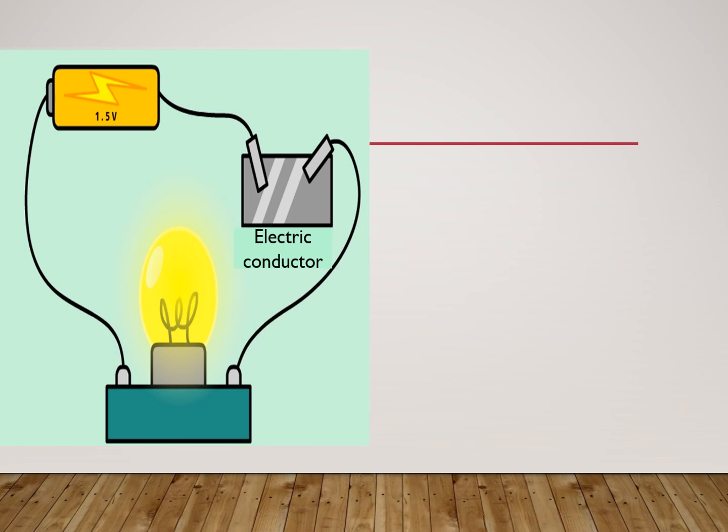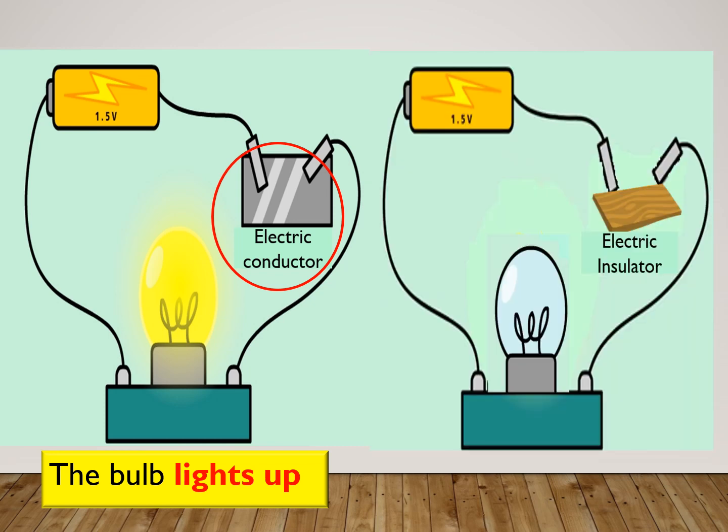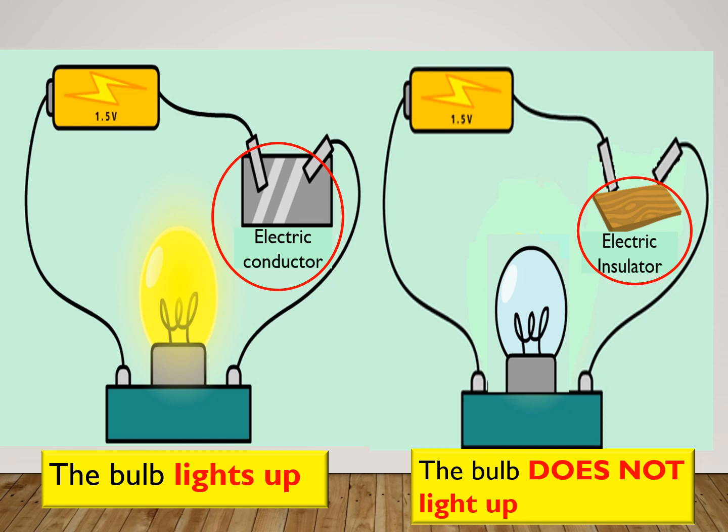Electric conductors are important to make sure that electricity can run through the circuit completely, as shown in the picture here. When we connect the circuit with an electric conductor, the bulb lights up. But when we connect the circuit with an electric insulator, the bulb will not light up.